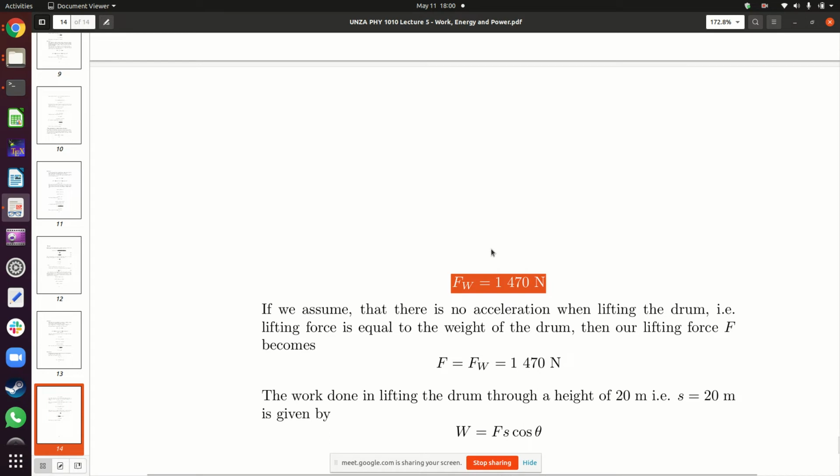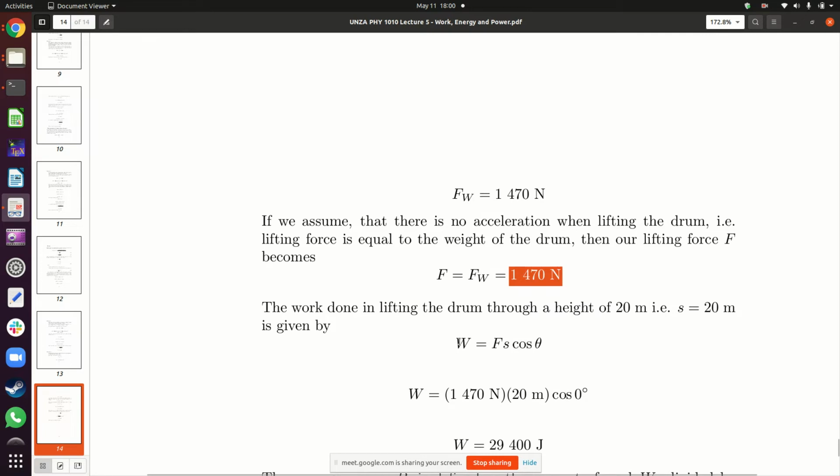So this is the weight of the drum pointing down. However, when you're dealing with power, you can assume that this thing was being lifted at constant velocity. So if you're lifting this thing at constant velocity, then there is no acceleration. So if there is no acceleration, the conclusion is that the lift force should be equal to the weight. So your lift force becomes 1,470 newtons.